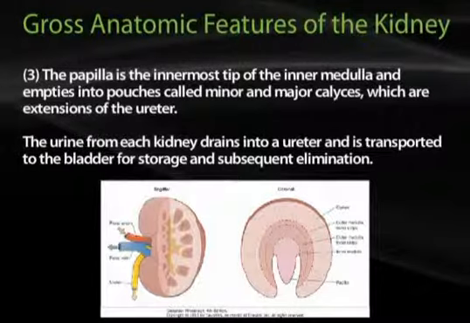And finally, third, the papilla. The papilla is the innermost tip of the inner medulla and empties into pouches called minor and major calyces, which are extensions of the ureter. The urine from each kidney drains into a ureter and is transported to the bladder for storage and subsequent elimination.